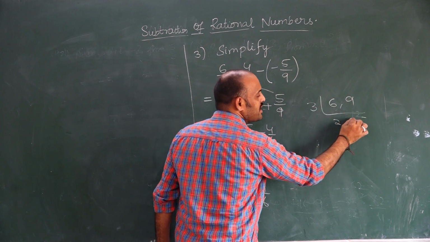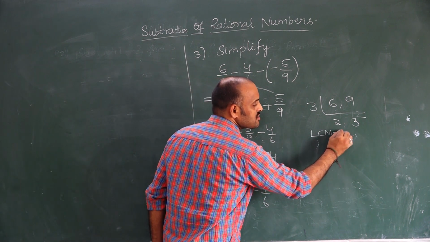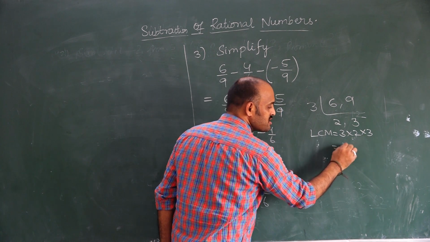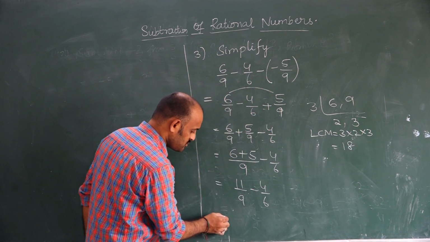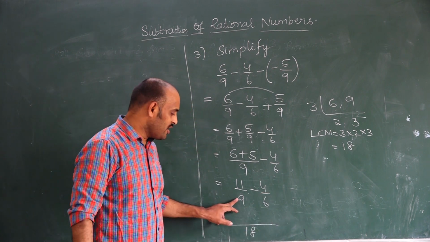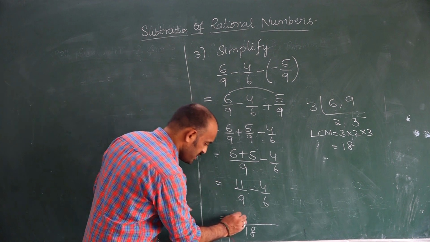3 2s, 3 3s. So what is LCM? LCM is the product of the factors. 3 into 2 into 3, which is 18. 18 is the denominator. 9, how many times in 18? 2 times. So 2 into 11, 22.